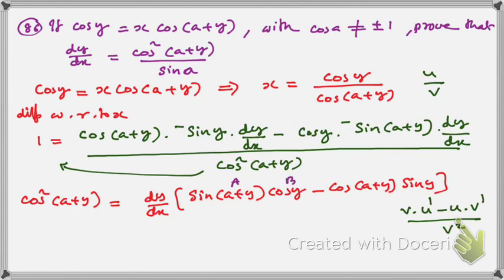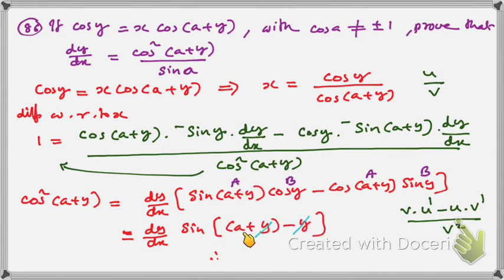But that looks like sin a cos b minus cos a sin b. And what is sin a cos b minus cos a sin b? That's sin of a minus b. So I'll apply that formula. So dy by dx into sin of a plus y minus y. Plus y minus y cancel, so I have sin a, and I'll shift this sin a to the other side so that I can find dy by dx. Therefore dy by dx is equal to cos square of a plus y divided by sin a, which is what we are looking for.